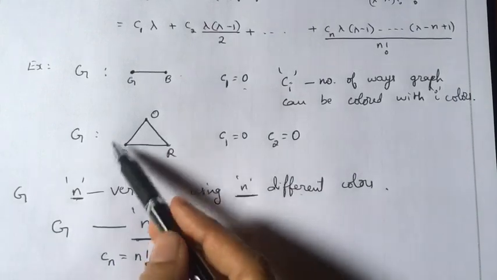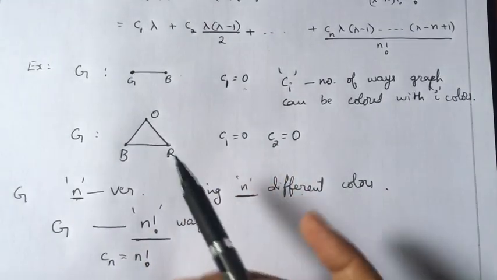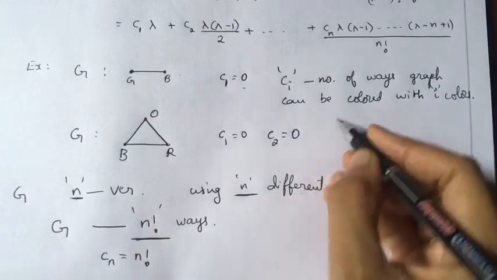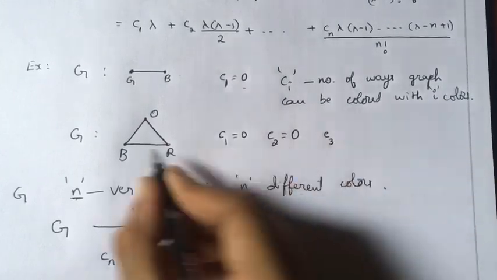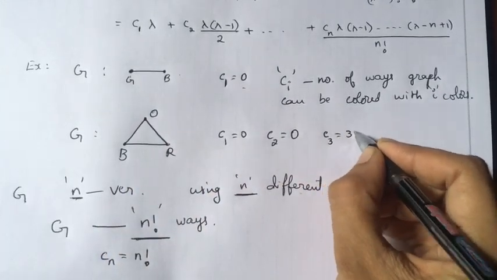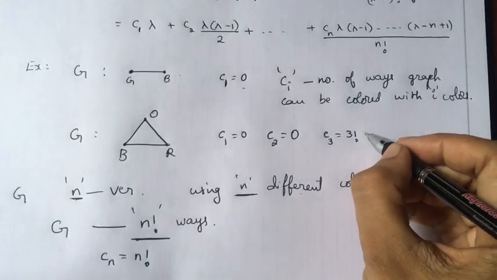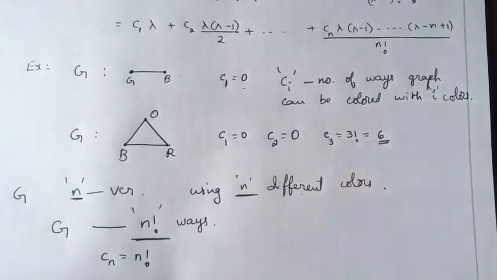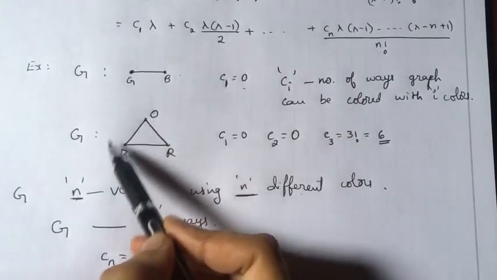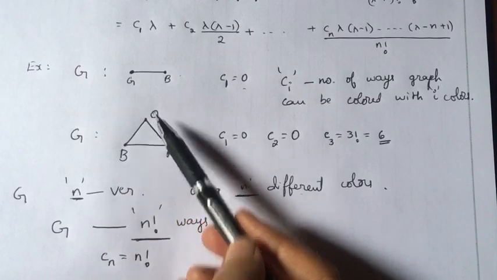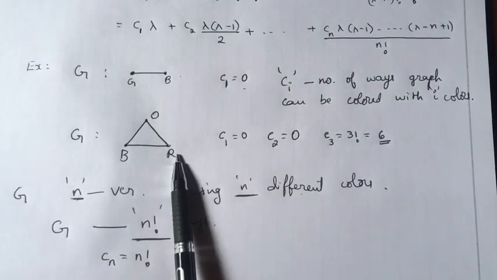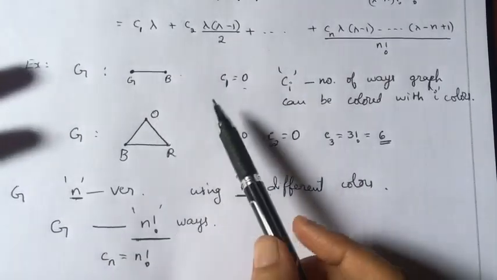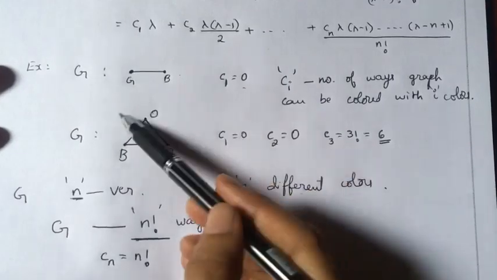N here is 3. So Cn, that is C3 in this case, which is nothing but 3 factorial ways, which is nothing but the value 6. This is one way. Then I can exchange these two so that I'll give one more like that. I can exchange these two like this.